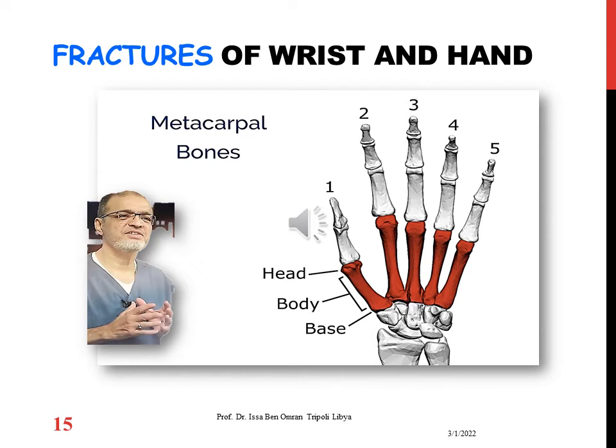Now to the metacarpal region. We should remember the anatomy. We have 5 metacarpal bones. Every one is divided into 3 parts: the head, body, and the base.